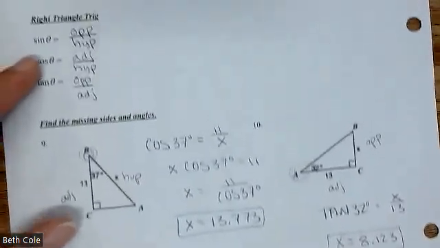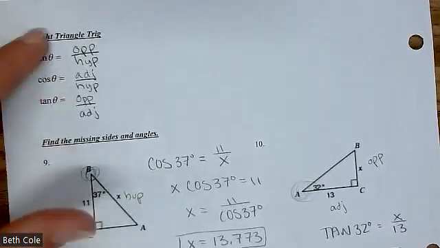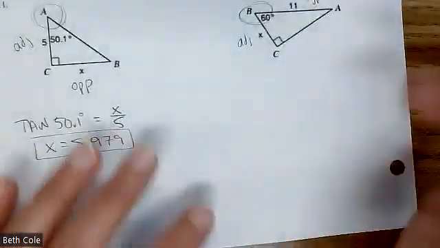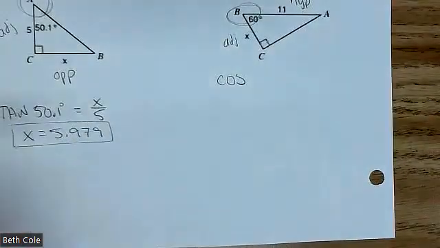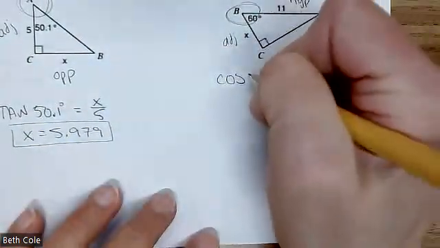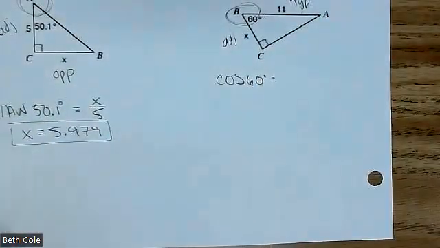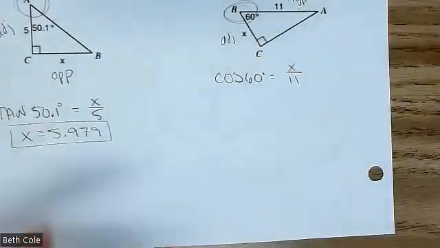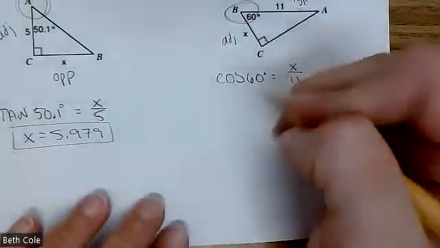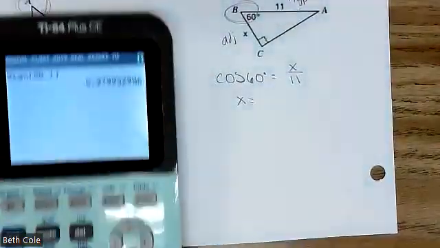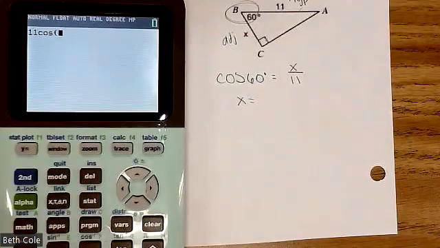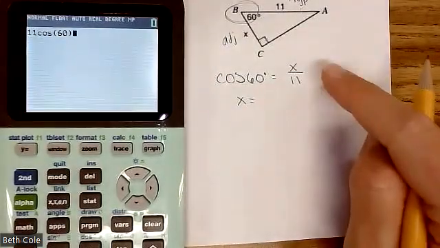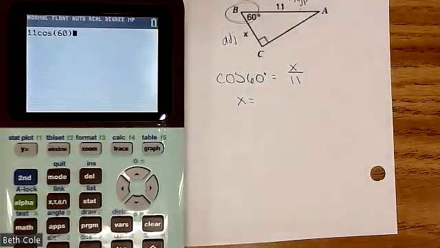Look back up here, sine, cosine, or tangent. Which one has hypotenuse and adjacent? Cosine. So it's going to be cosine of 60 equals x over 11. And you would type 11 cosine 60. Again, if it was the other way around, you would do 11 divided by cosine 60.